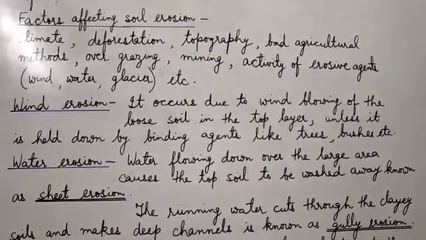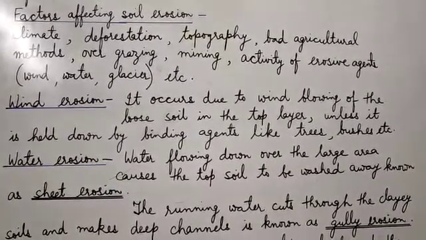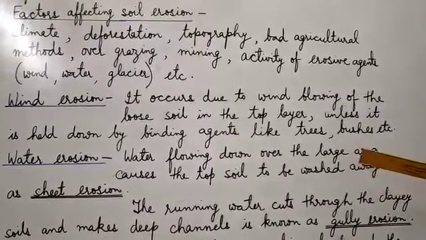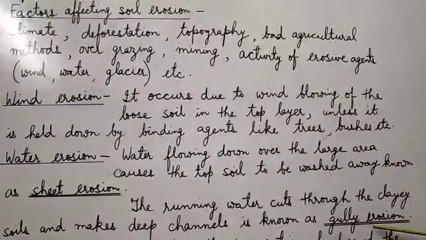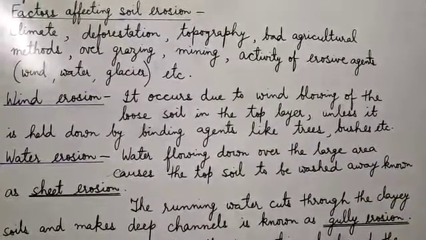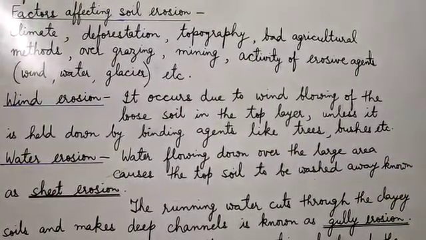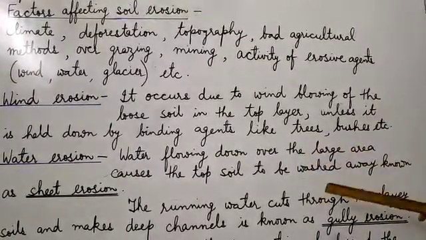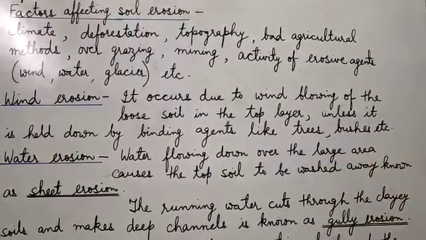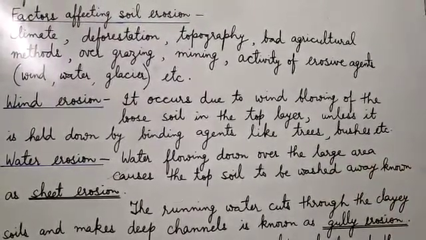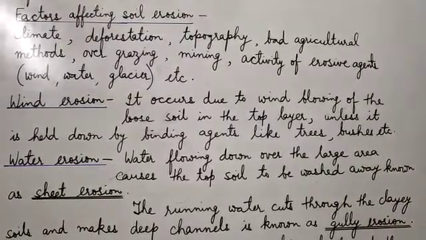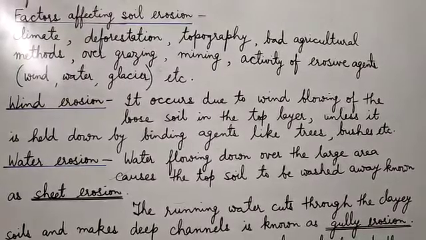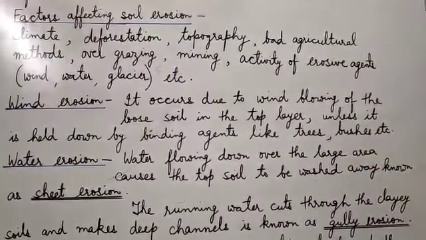Now next is water erosion. Erosion is also caused by the flow of running water. It can be of two types: sheet erosion and gully erosion. So what is sheet erosion? Water flowing down over a large area causes the topsoil to be washed away, which is known as sheet erosion. When the water flows down over a very large area and therefore there is a removal of the topsoil, that is known as sheet erosion.